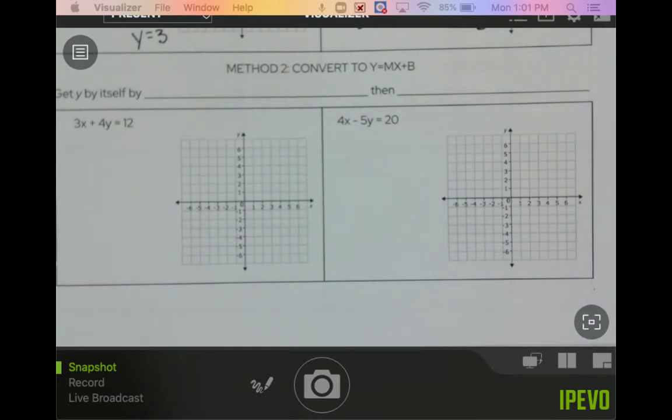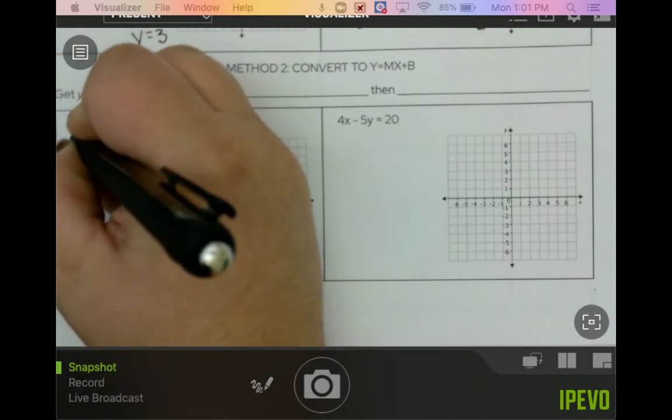We want to get this y all by itself. So we want to get rid of the 3x. How do I get rid of the 3 and the x at the same time to the other side? Subtract 3x. Not divide, because you don't want to divide by x, things get really weird. So we're going to minus 3x.